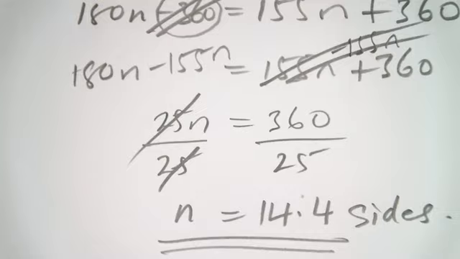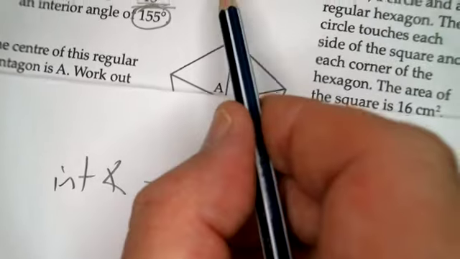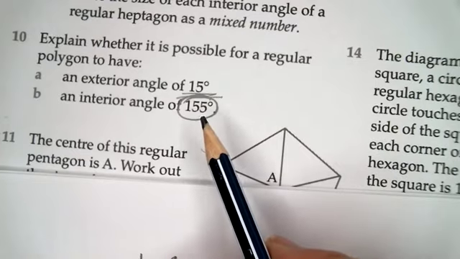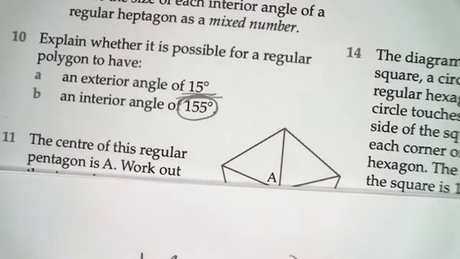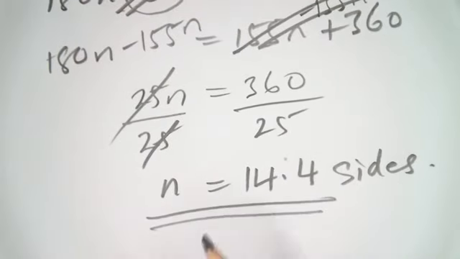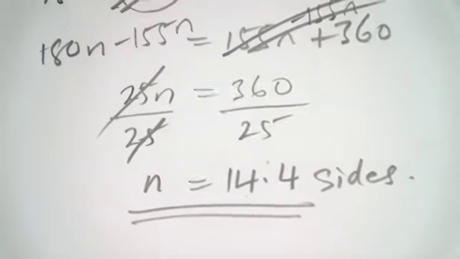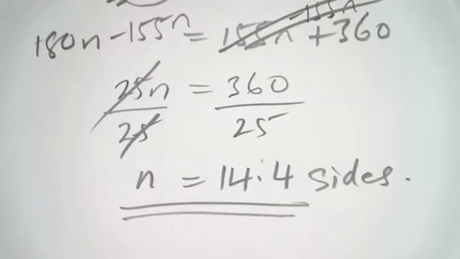So the answer is no, it can't exist. It can't be a regular polygon and have an interior angle of 155, because if it did, the equation tells us that it would have to have 14.4 sides. Well, it has to have an integer number. It has to have an actual whole number of sides. So the answer is no. It can't have an interior angle of 155 degrees.